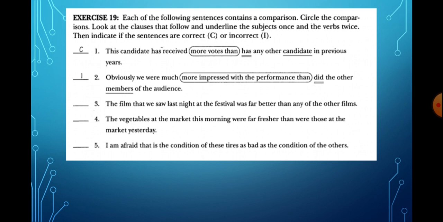Number 5, I'm afraid that is the condition of these tires as bad as the condition of the others. I'm afraid that is. This sentence has a wrong inversion. It is incorrect. The inversion used is wrong. So we have to say, I'm afraid that the condition of these tires is as bad as the condition of the others. So the inversion is not in the right place. So sentence number 5 is incorrect. There's a wrong inversion in it.